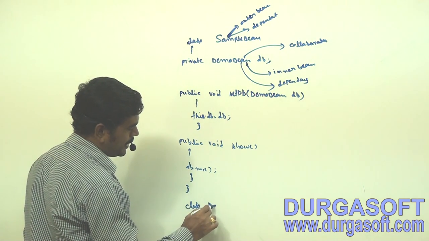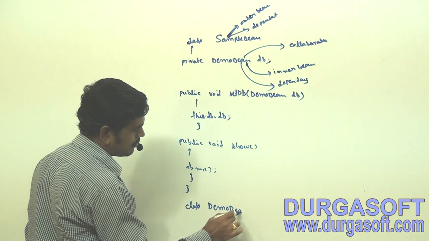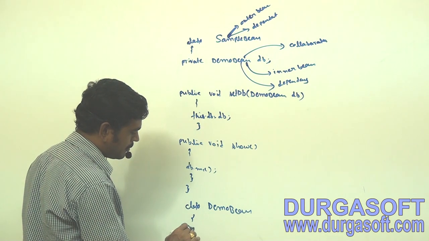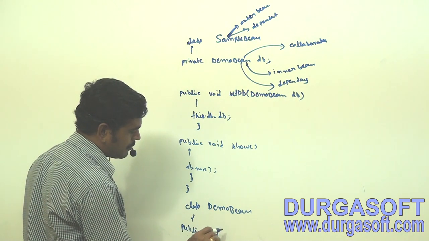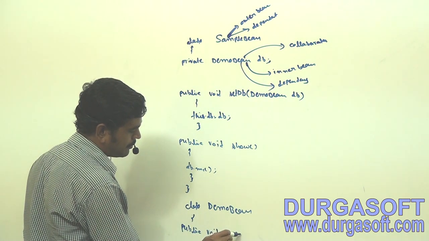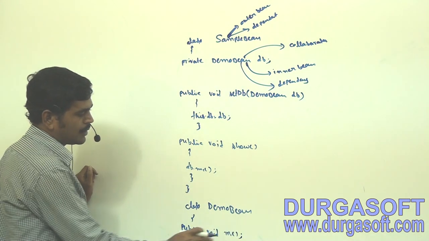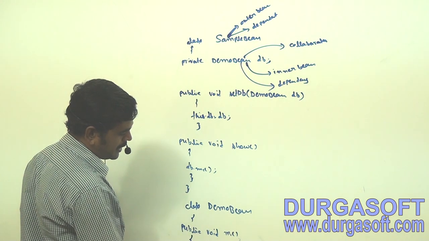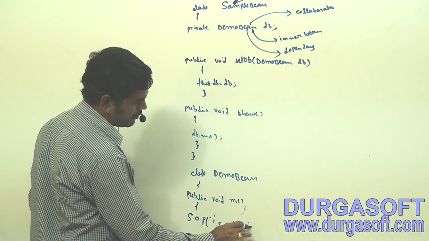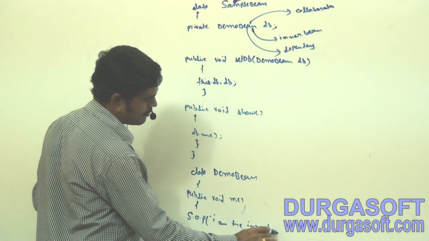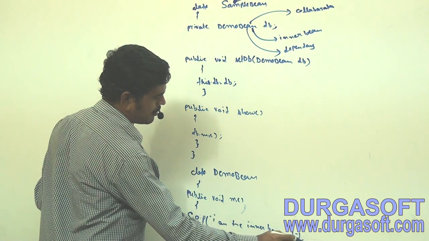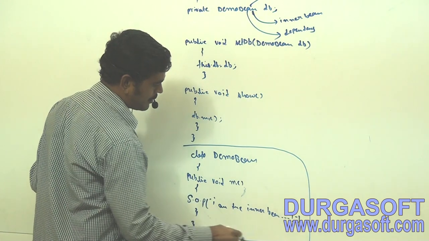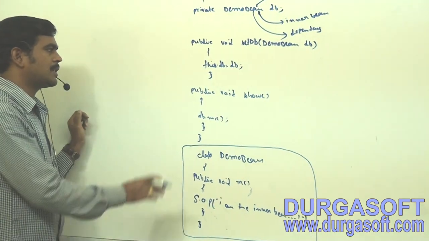Class DemoBean. Under that, we have to take one method, public void mn. Then next, System.out.println, "I am the inner bean." Like this, we can define the inner beans as well as outer beans. This is the inner bean, this is the outer bean.